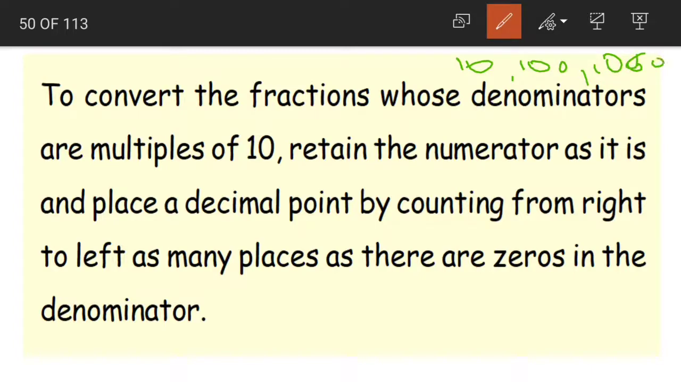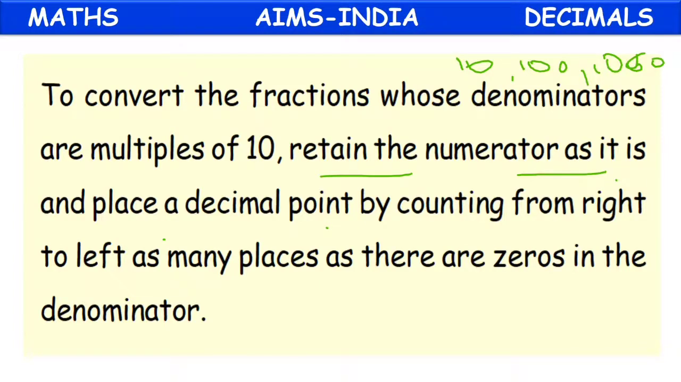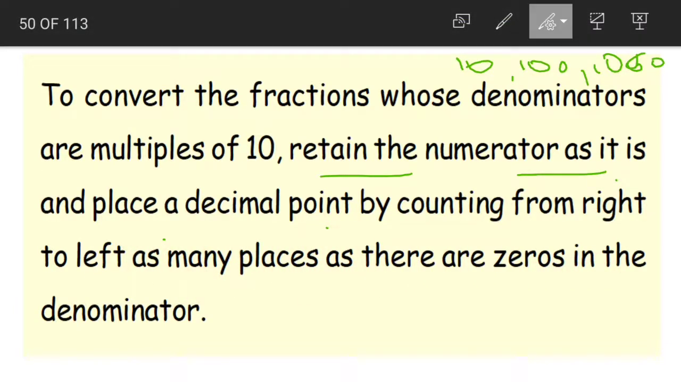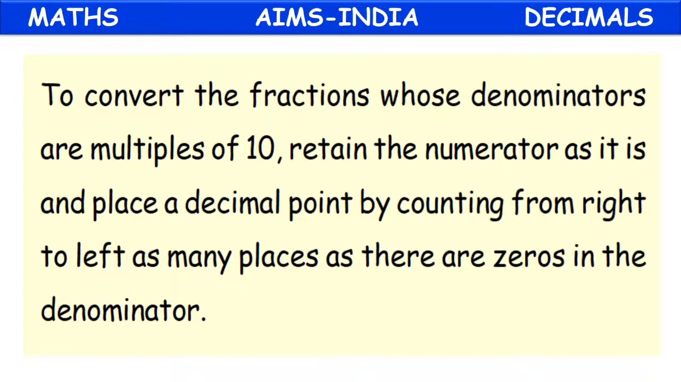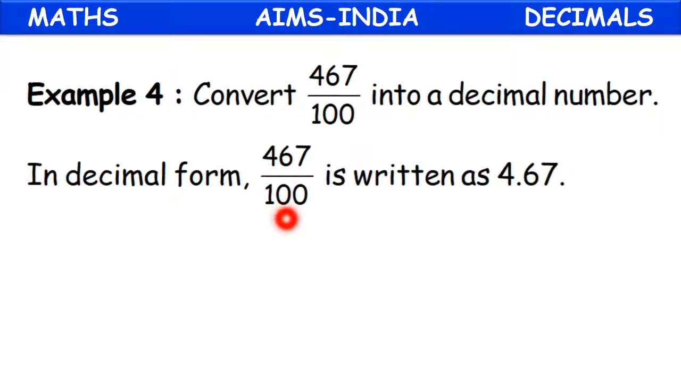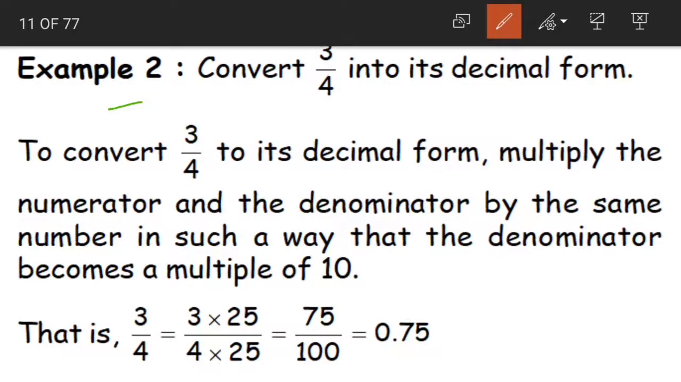In such cases, what will we do? Retain the numerator as it is and place a decimal point by counting from right to left as many places as there are zeros in the denominator. Yes, depending on the number of zeros in the denominator, we'll place our decimal point in the numerator. Is this clear, children? Example given here.